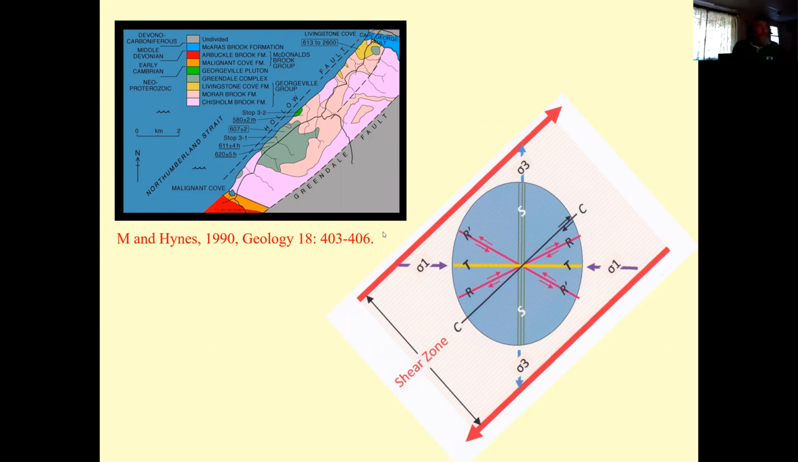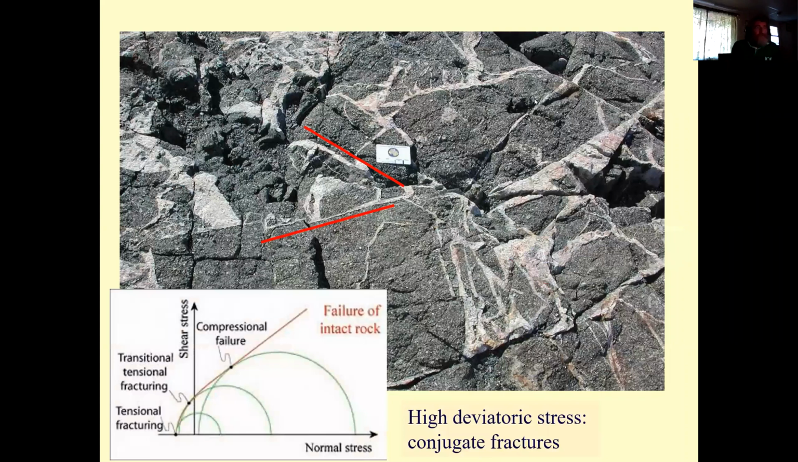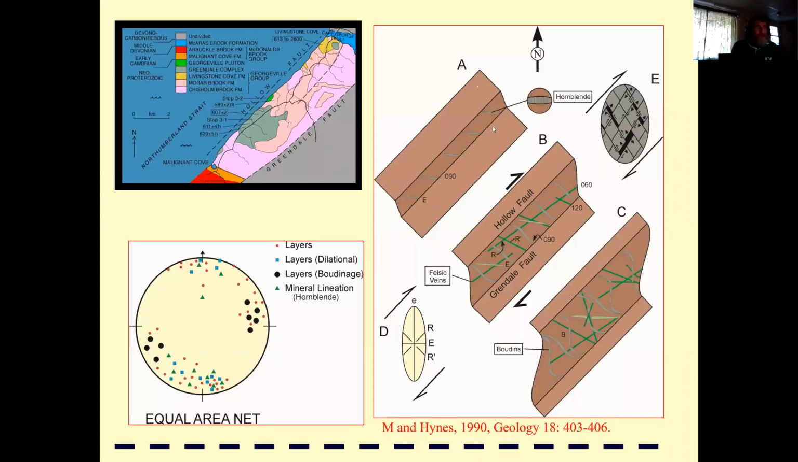But basically, the orientation of the layers, including the hornblende crystals that are oriented perpendicular to those layers, are consistent with dextral shear on the bounding faults.